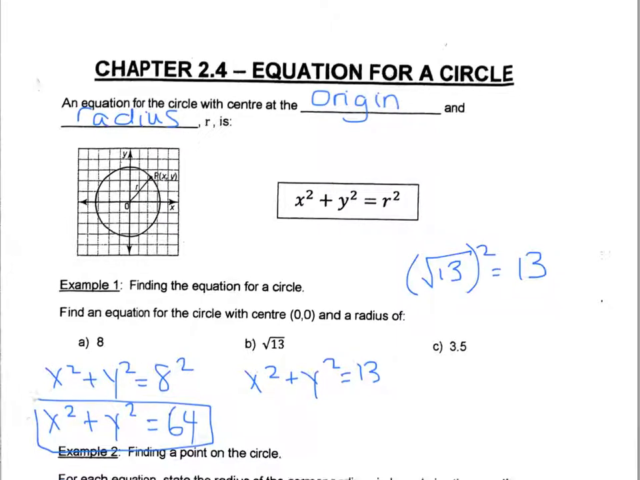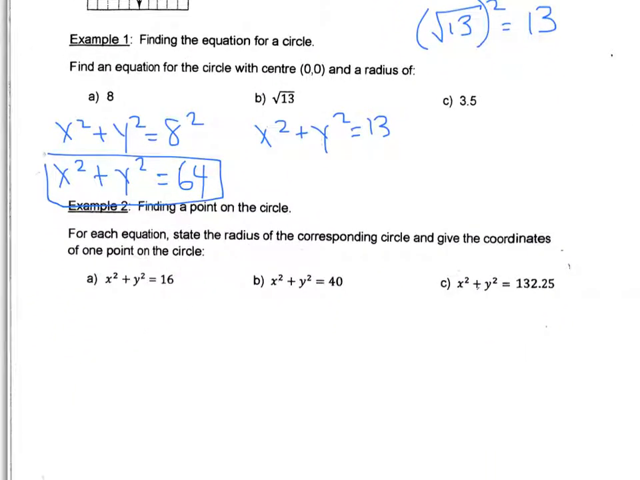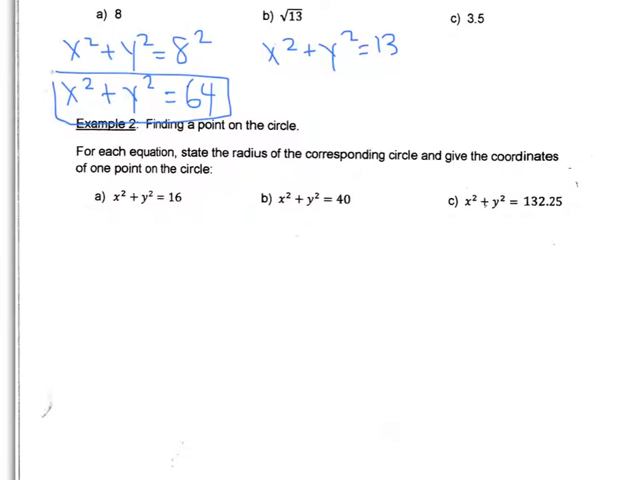Let's take a look at some questions that are a little bit more difficult. If you were trying to find a point on the circle, so for example number 2, it says for each question state the radius of the corresponding circle and give the coordinates of one point on the circle. So all you have to do for that one is you have to go backwards. So if you're trying to find the radius and you know that this last number here is r squared, you're going to square root it.